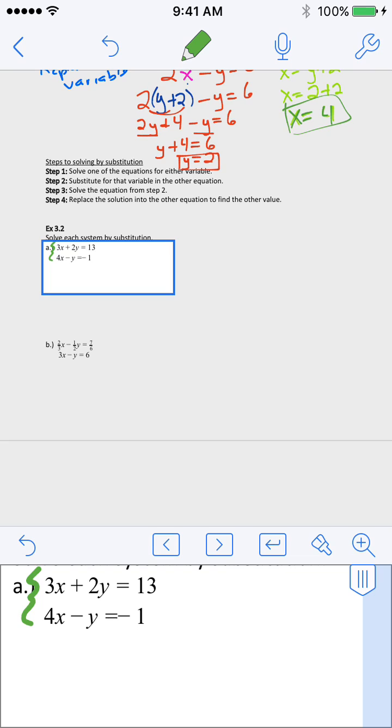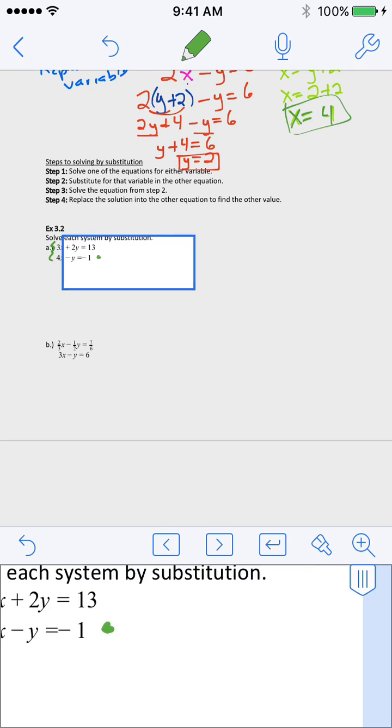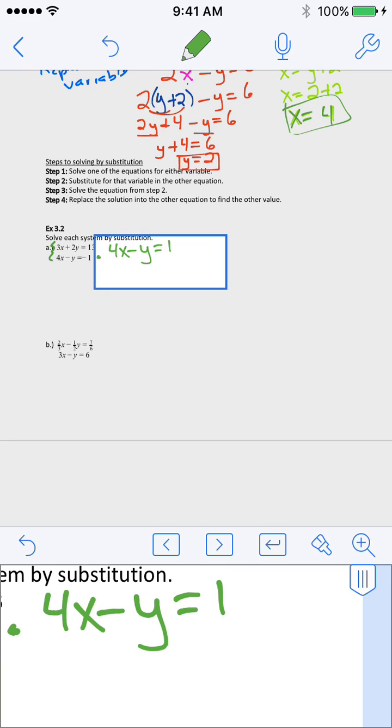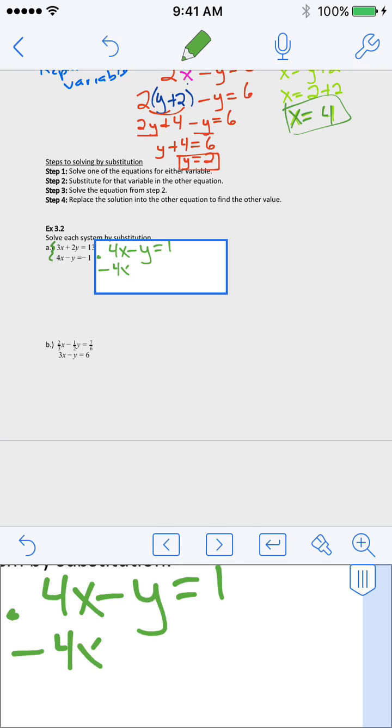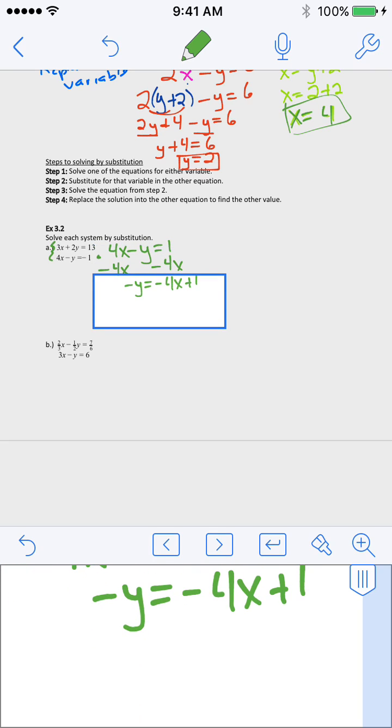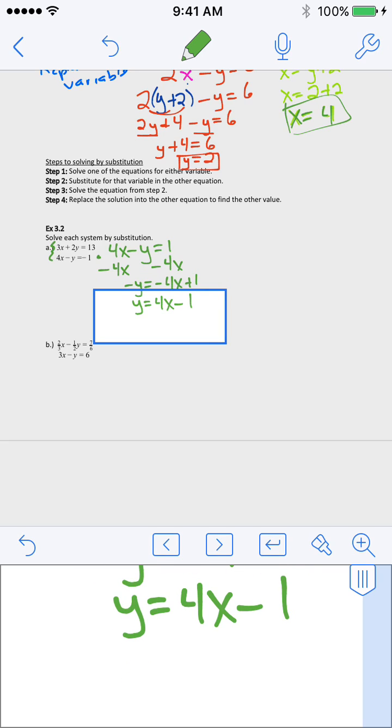So I'm going to take this second equation, 4x minus y equals 1, and I'm going to solve it for y, because we're pretty used to that. We're pretty used to solving for y with slope-intercept form. So let's do that. Subtract 4x from both sides, and you get negative y is equal to negative 4x plus 1. Divide by negative 1, and you get y is equal to 4x minus 1. Sweet, we have solved for a variable. Now we can use substitution.